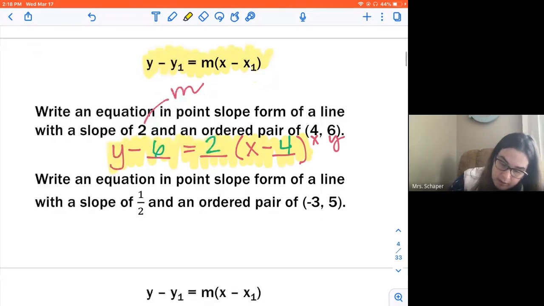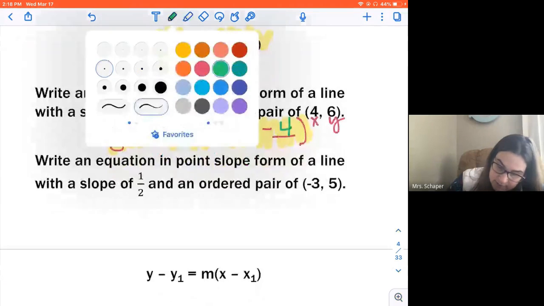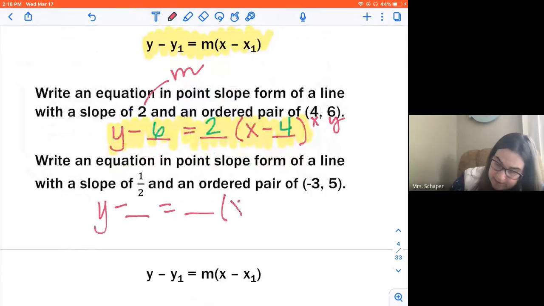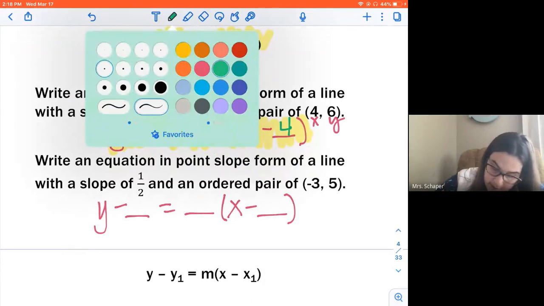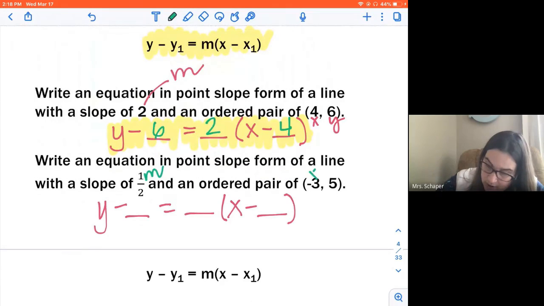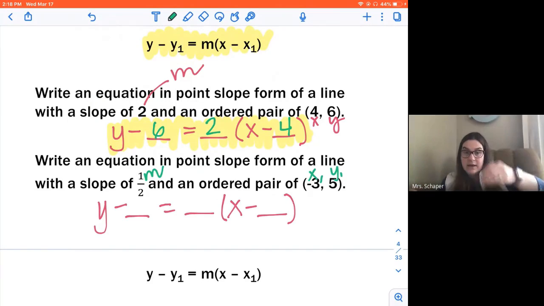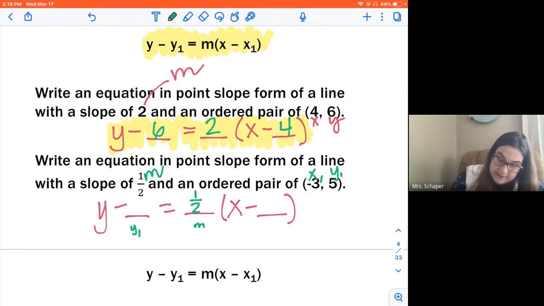I'm going to start by writing with red. Y minus blank equals blank times the quantity x minus blank. All right. So here we go. I've got in here the 1/2 is my m, the -3 is my x sub 1, and the 5 is my y sub 1. And I'm going to take those points and I'm going to plug them into this formula. All right. So my slope is 1/2. That goes right here. Y sub 1 is 5. That's going to go right there. And my x sub 1 is -3. All right. And that's your point slope form.